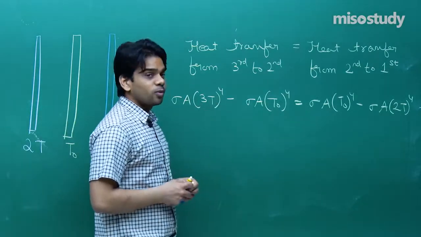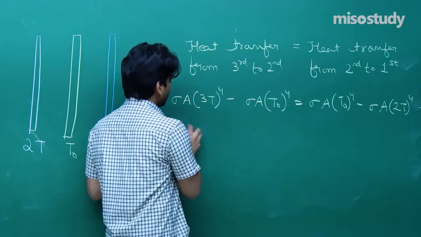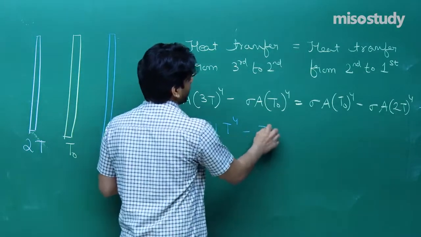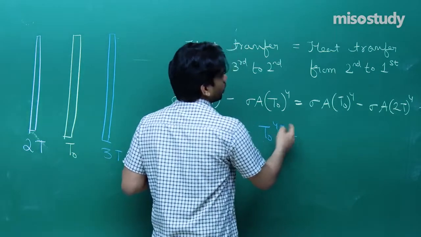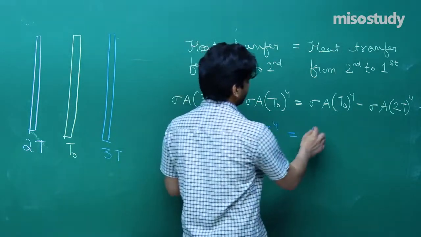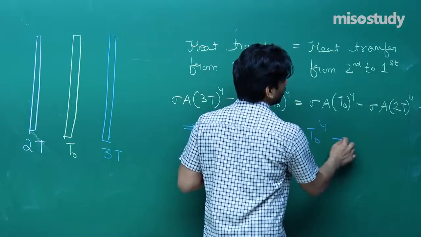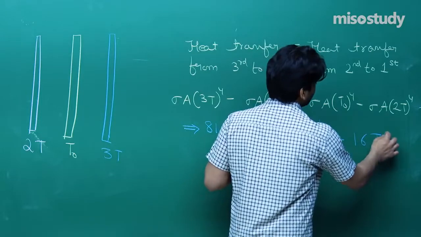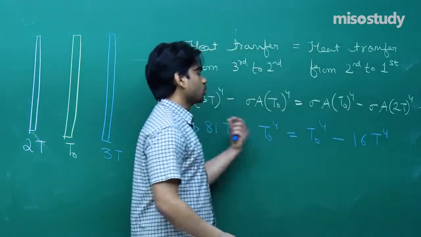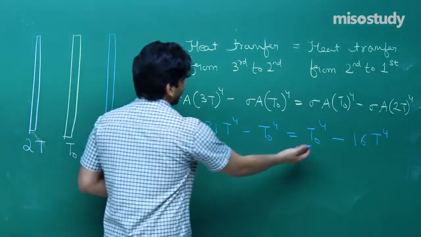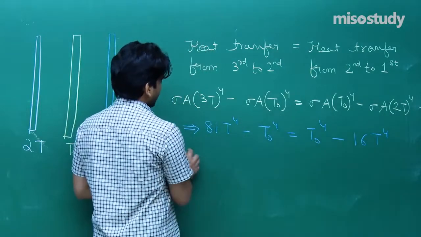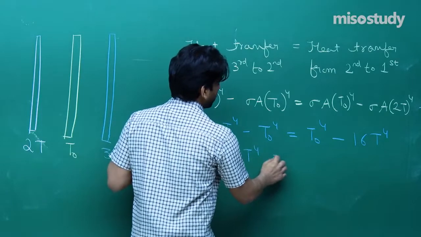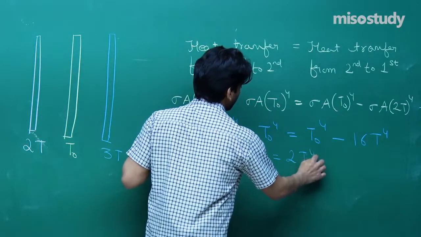3 to the power 4, that is 81. So 81T to the power 4 minus T0 to the power 4 is equal to, I am not using sigma, that will be cancelled out, T0 to the power 4 minus 2 to the power 4, that is 16 T to the power 4. Now from here, if you take T to the power 4 here and bring this here, you will get 81 plus 16, 97 T to the power 4 is equal to 2 T0 to the power 4.